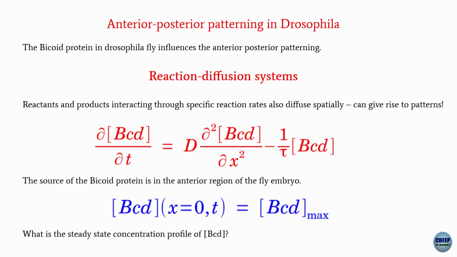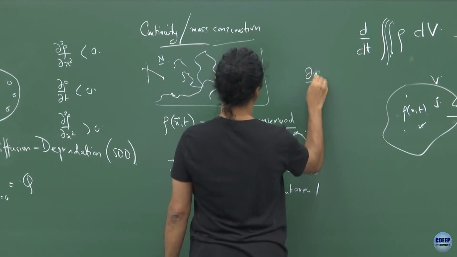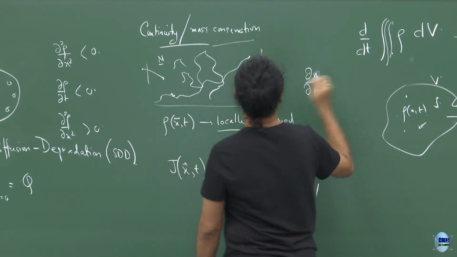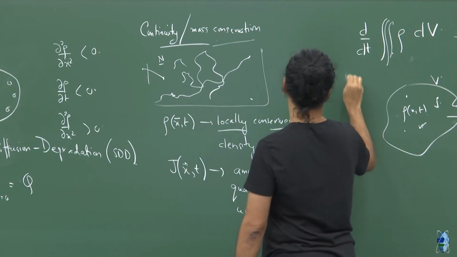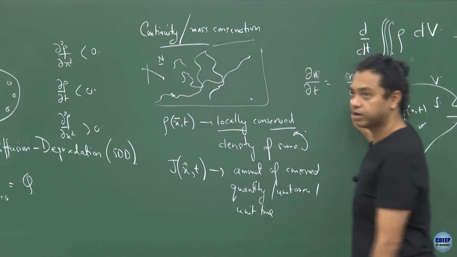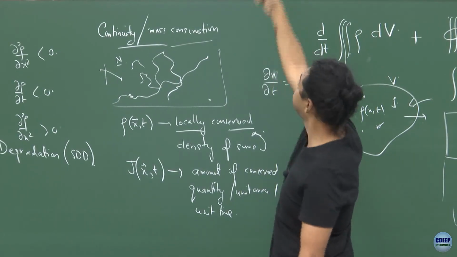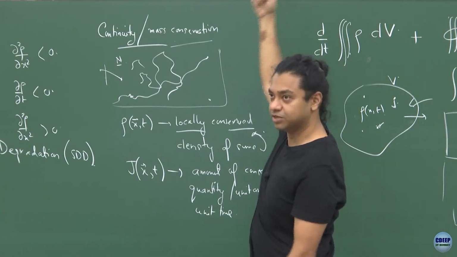Tau, right? And therefore, if you just had a first order decay, nothing else, so del n del t is equal to minus n by tau, something like that. This is just like minus kn essentially. So this is just that equation, tau is inverse k.